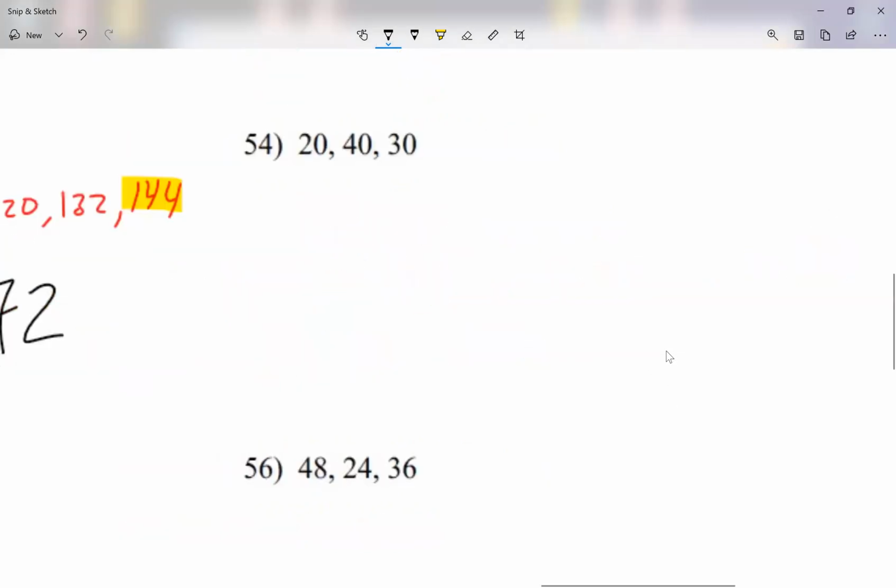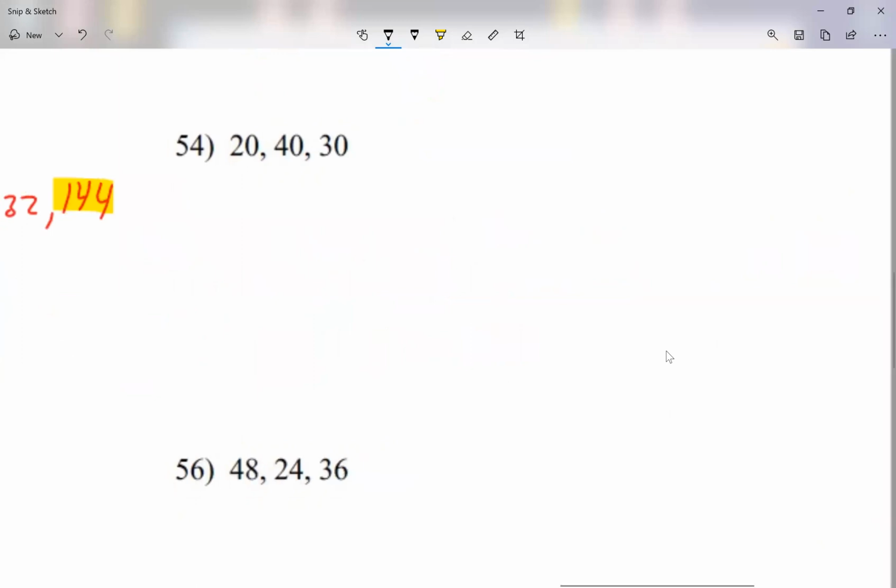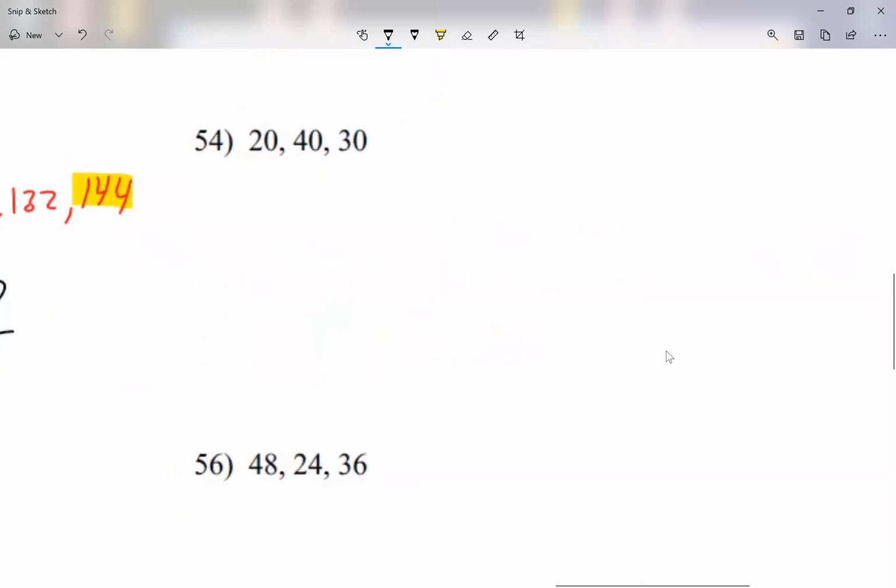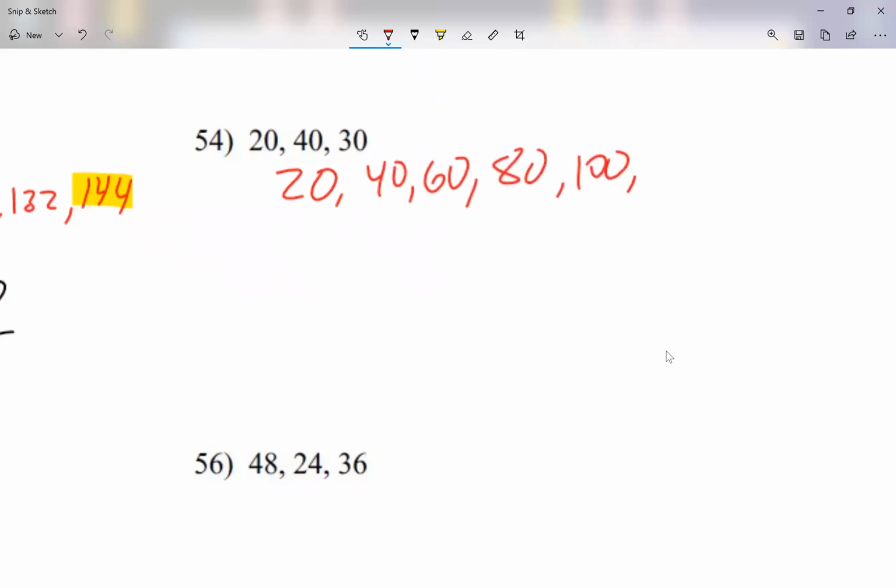Okay, let's take a look at the next example. Let me use red for the multiples of 20. I'm going to start with 20, and then go 20 plus 20 plus 20 plus 20. So 20, 40, 60, 80, 100, 120, 140, 160, 180. I think that's enough. I'll stop there.